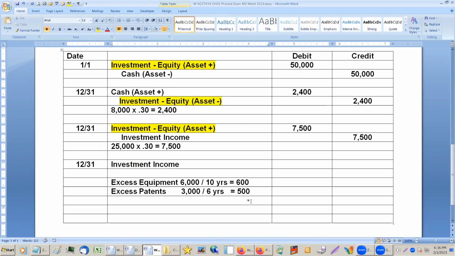So the total there is 1,100. And on the other side, the account we love. We use it every single time. Investment equity. That's an asset going down. We're depreciating it by $1,100.